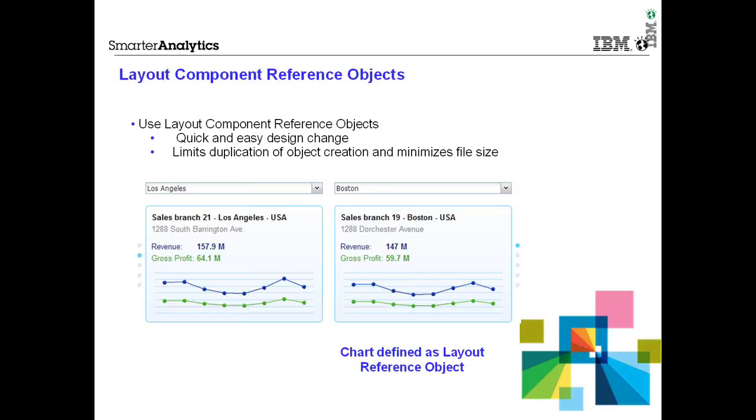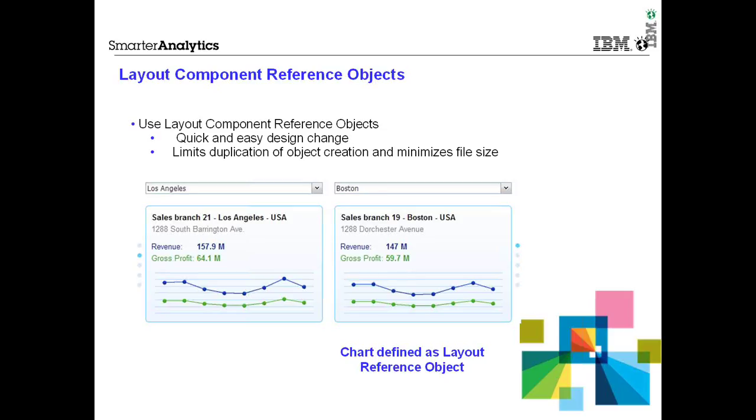We have 2 different charts which give us the sales numbers for 2 different cities. When the user selects Los Angeles, the first report gives us the number for Los Angeles, and the second report gives us the number for Boston. These 2 charts are exactly the same. So instead of creating 2 different charts in the report, what a report author must do is create one single chart and use a layout component reference, which will be a reference to the first chart which has been created. This limits the duplication of object creation, and subsequently it will minimize your file size.